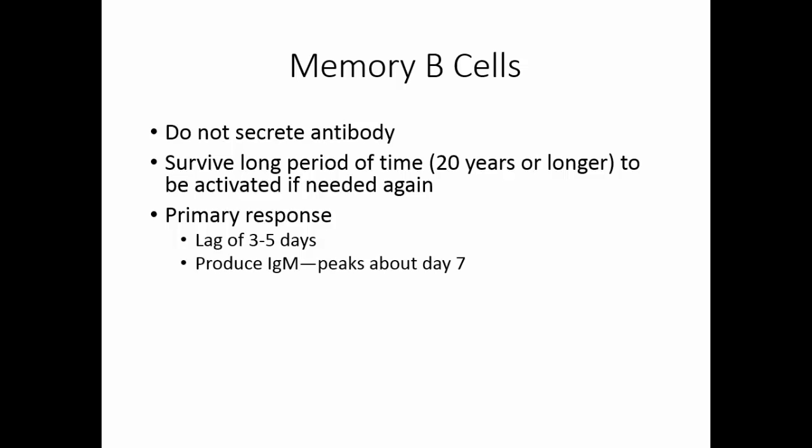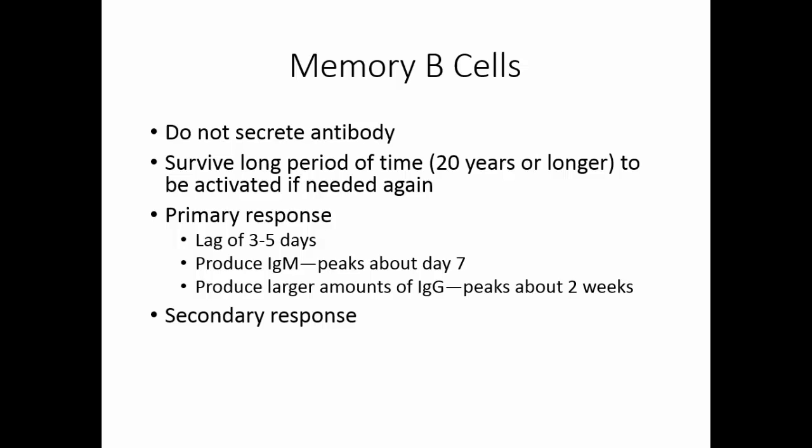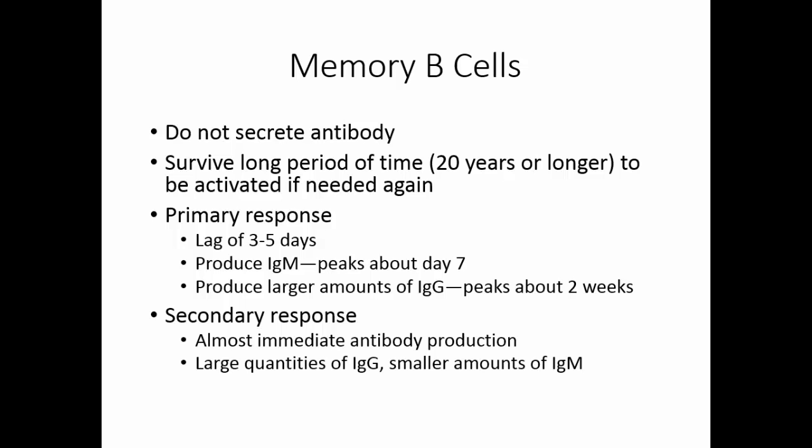We produce primarily IgM, and this peaks at about day 7. We do produce larger amounts of IgG, but that peaks at about 2 weeks. This response usually does not occur fast enough to prevent the person from acquiring the disease. However, the secondary response, the subsequent response, almost as soon as you encounter that antigen again, there is an immediate antibody production. The memory cells are stimulated, we get large quantities of IgG, we get a little bit of IgM, but we get a much more rapid response and we get a greater response.